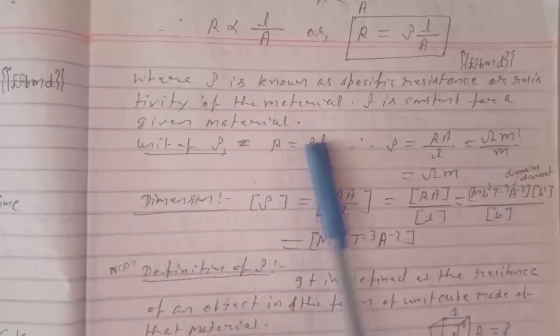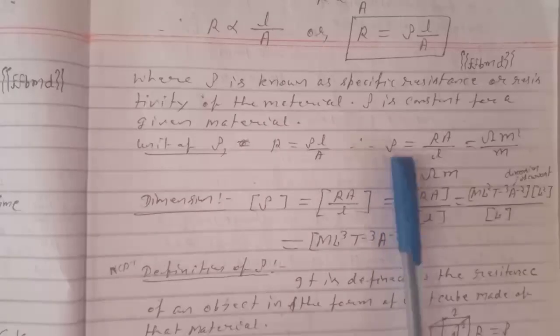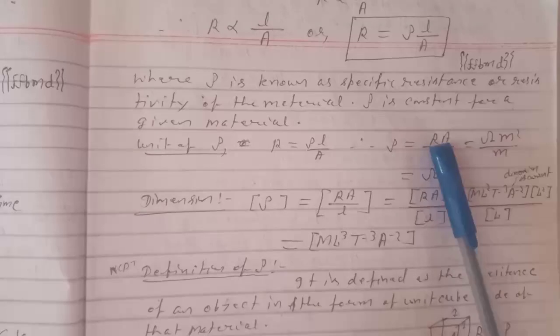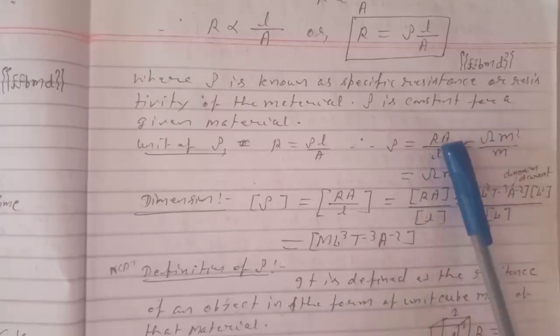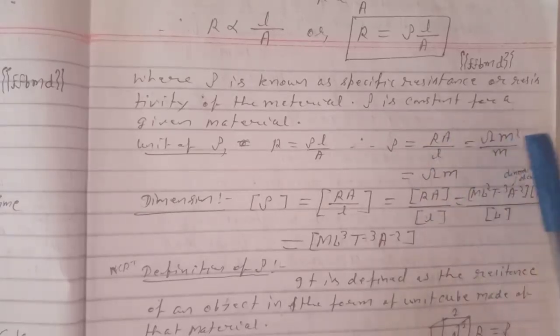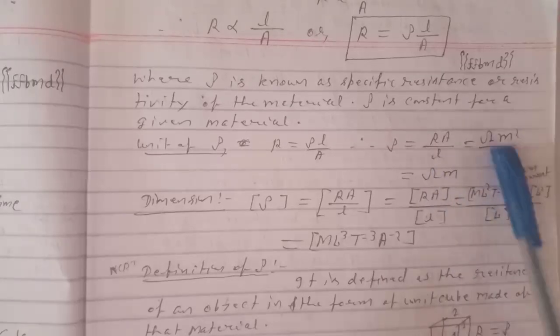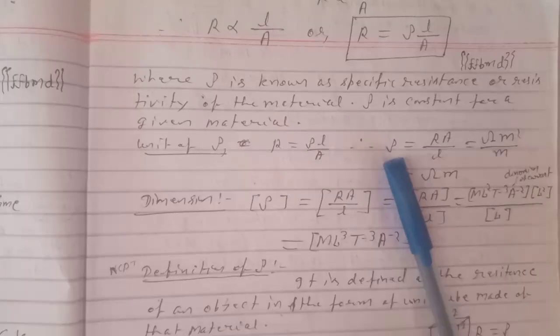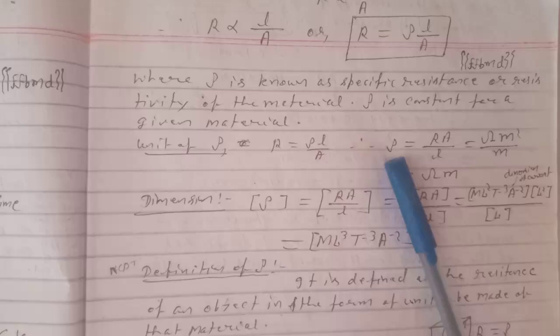Now the unit of rho. Because we have R equals rho into L by A, hence rho equals R into A by L. Now the unit of resistance is ohm, the unit of area is meter square, and the unit of length is meter, so ohm meter will be the unit of rho, that is resistivity or specific resistance.